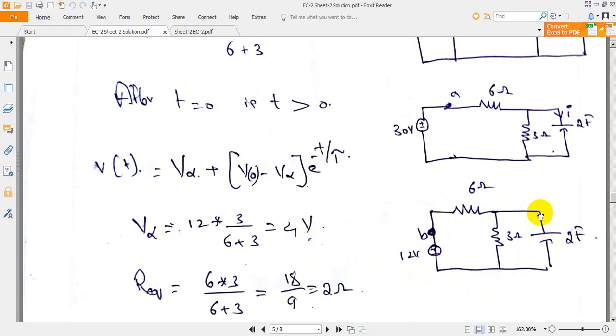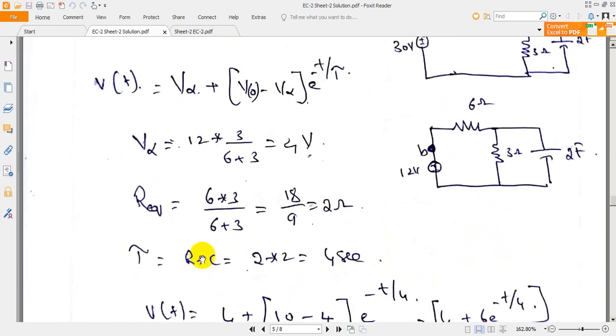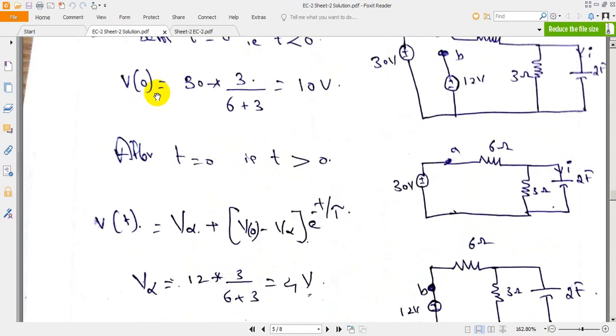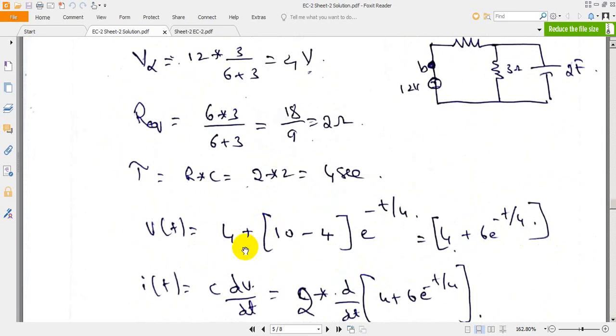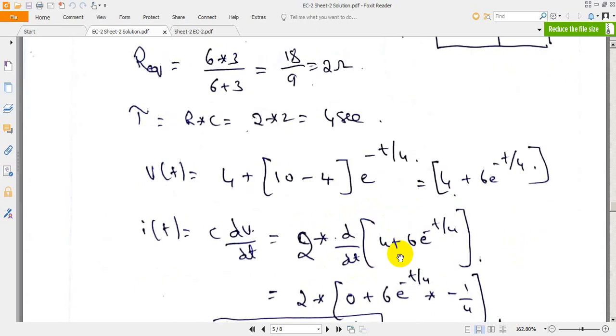R equivalent: 6 and 3 are both in parallel across this capacitance. You can write it as 2 ohms. So RC is equal to 2 into 2, which is 4. Substitute the values of tau, V infinity, and V0, 10 volts. You will get V of t equal to V infinity plus V0 minus V infinity into e power minus t by tau, which is 4 plus 6 e power minus t by tau.